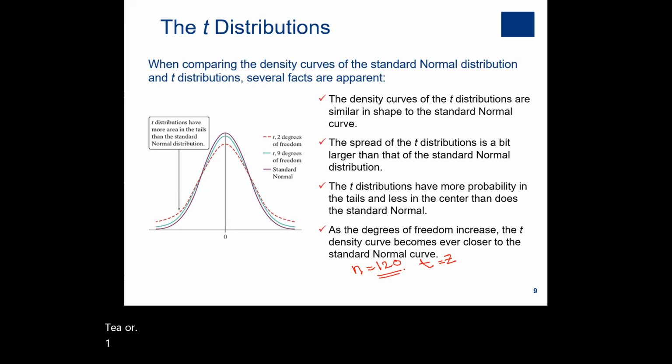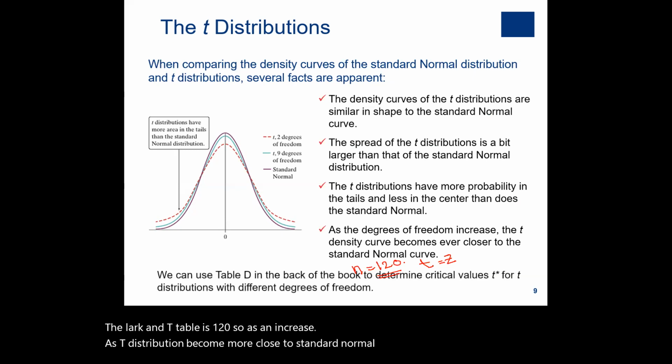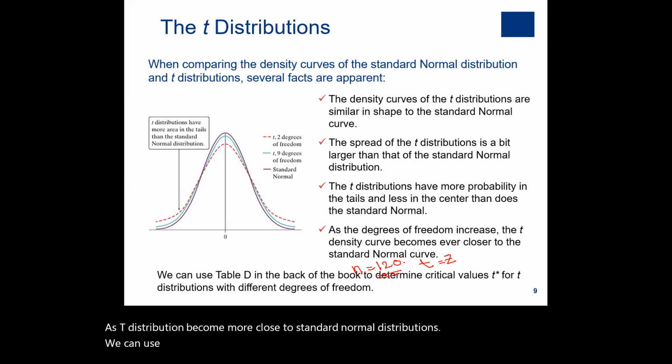120, because the last row in the T table is 120. So as n increases, the T distribution becomes closer to the standard normal distribution. We can use table D in the back of the book. We already have this table in Blackboard with the other tables called statistical tables.